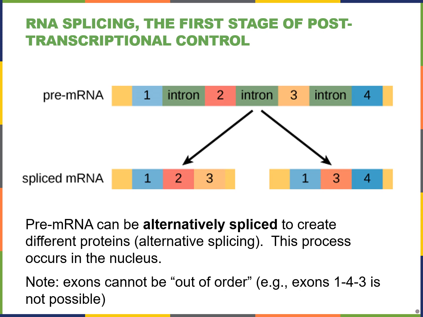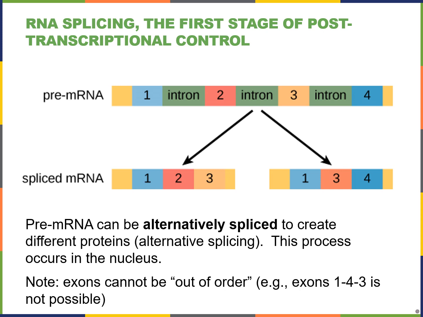So remember, during that processing of pre-messenger RNA to produce messenger RNA, there were three things that occurred. We added a 5' GCAP, a 3' poly A tail, and then finally we had to splice out those introns, those intervening sequences between our important exons. So in splicing those introns, that's one of the first things that we can control in terms of gene expression.